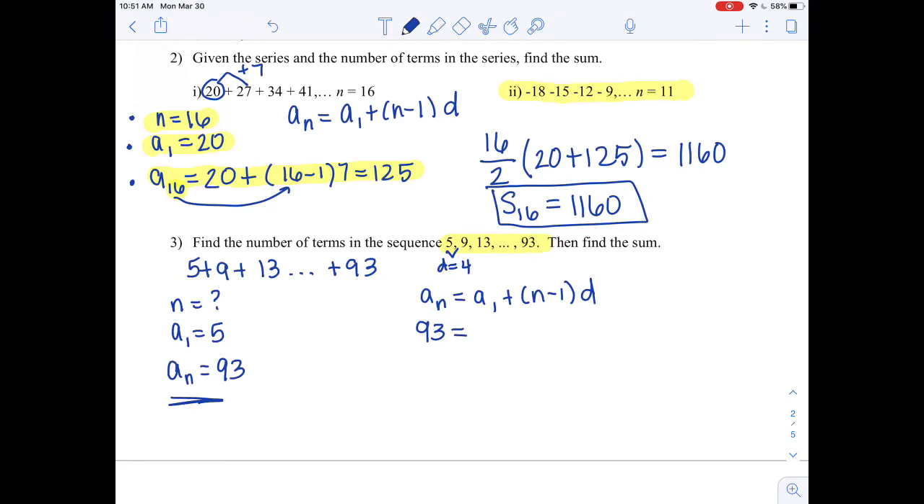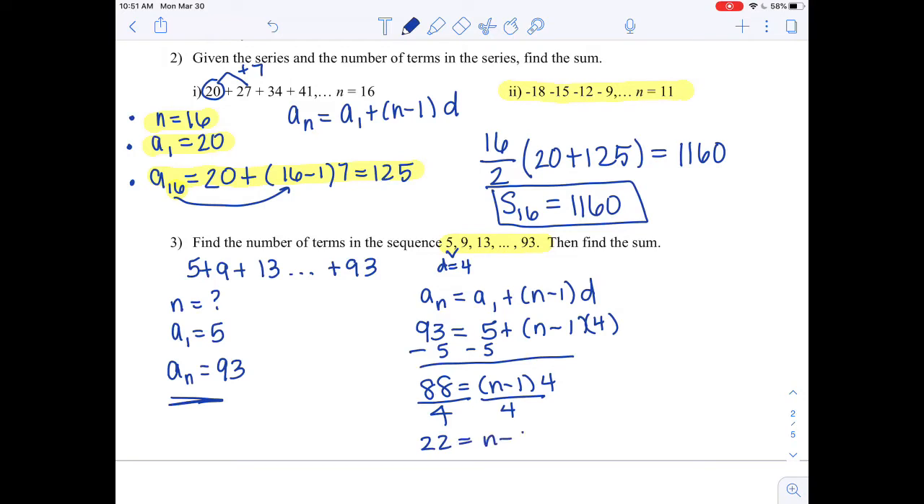Okay, so what we're going to do is think of an as our last term being 93. Our first term is 5. n is what I'm going to be solving for, and I know that my common difference is 4. So now I pretty much just have to work through this equation to find that value of n. If I subtract 5 from both sides, that gives me 88 is equal to n minus 1 times 4. I think you saw me do this in one of the earlier problems, but instead of distributing, I'm going to go right to dividing by 4, and that gives me 22 for the value of n minus 1. So when I add 1 to both sides, that tells me that n equals 23.